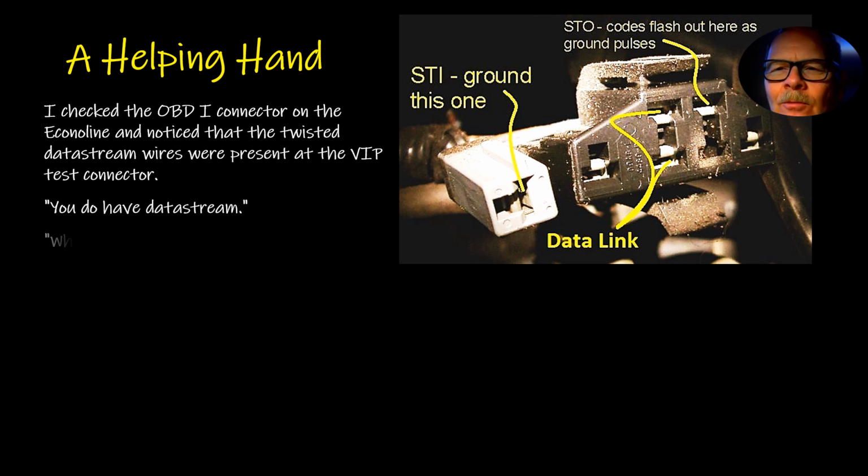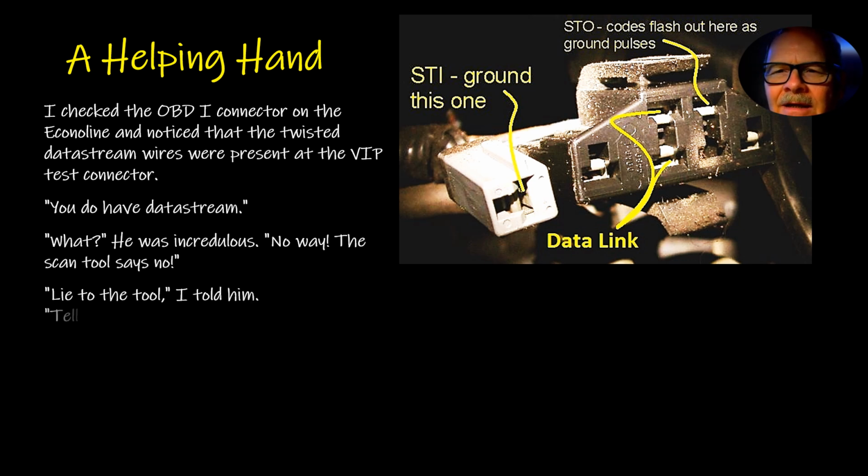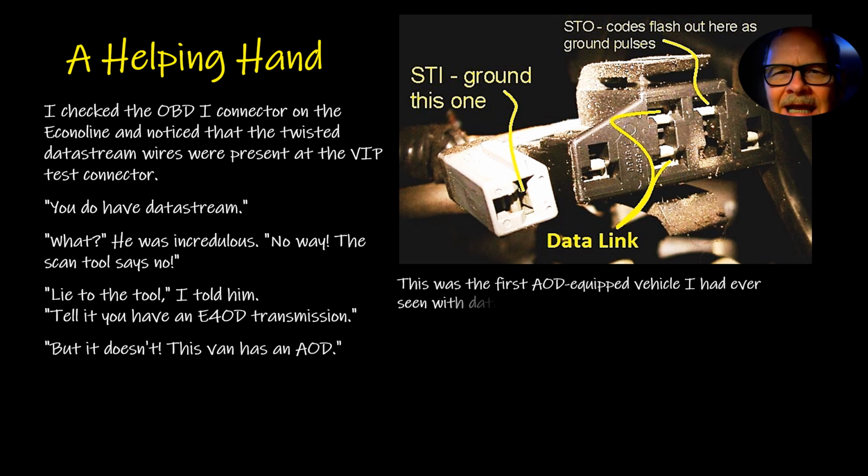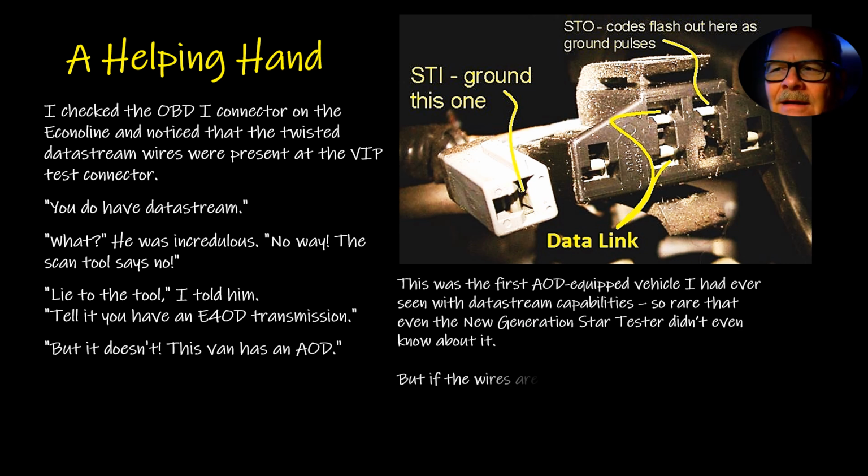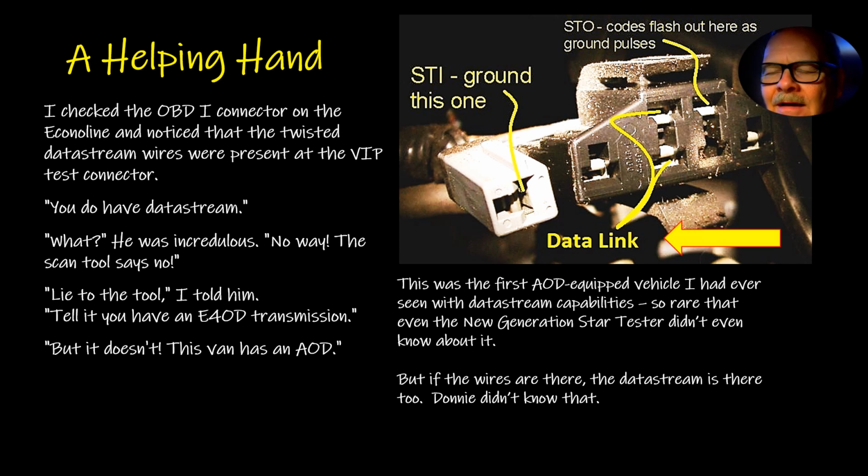I checked the OBD1 connector on this Econoline, and I noticed there was a twisted data stream pair of wires present in the test connector. You can see where they are in this. And I said, okay, you've got data stream on this. Because he had gone in there, and it was an AOD. And he had selected AOD, and the scan tool program was written so that if you got AOD, you didn't have data stream. But he had one of these weird ones that had AOD, but it also had data stream, which was an anomaly. You didn't usually see that.